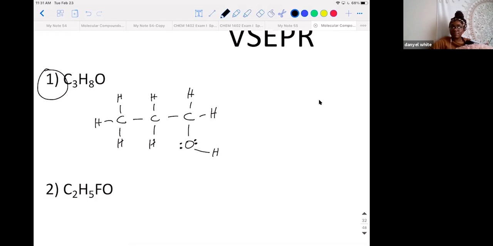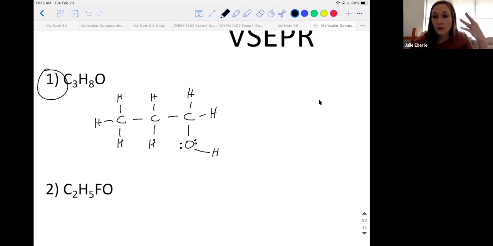Summer says 4. How'd you get 4, Summer? Okay, so I agree with 4. Yeah, oxygen has 2 bonds to it. So oxygen is also going to be considered a central atom here. So we got 4 central atoms. We're going to name the geometry of all 4. 3 carbons and the oxygen are central.